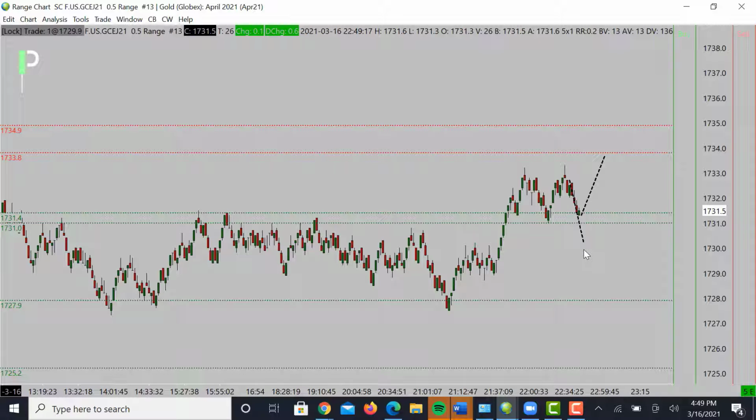If it just crashes through, then we're just going to let that happen and then see how it structures itself out beyond the movement below this level. So we'll see that. But that is it for S&P 500 and also gold.